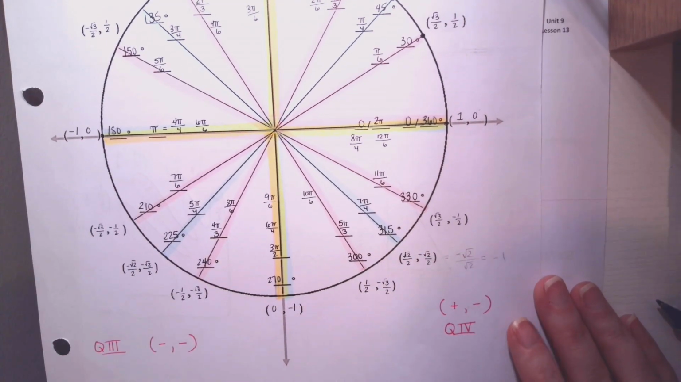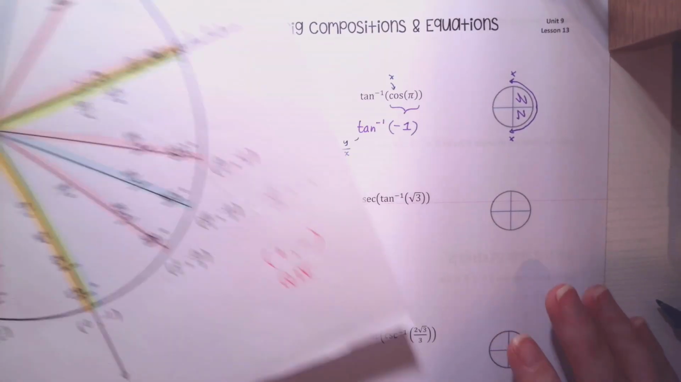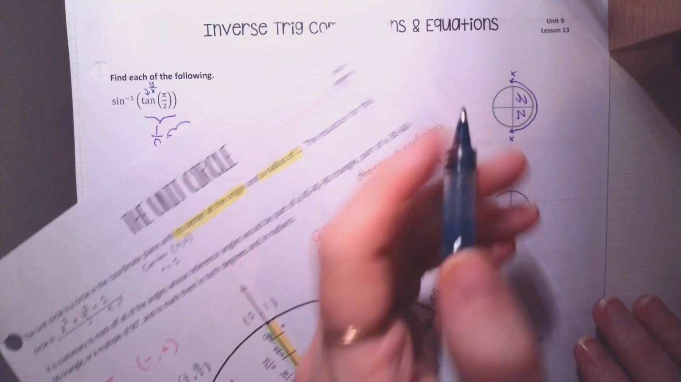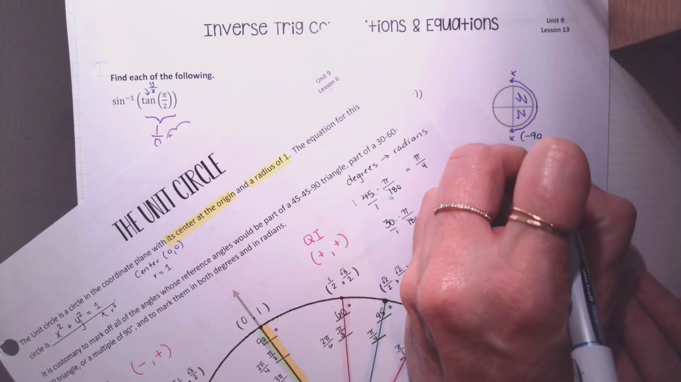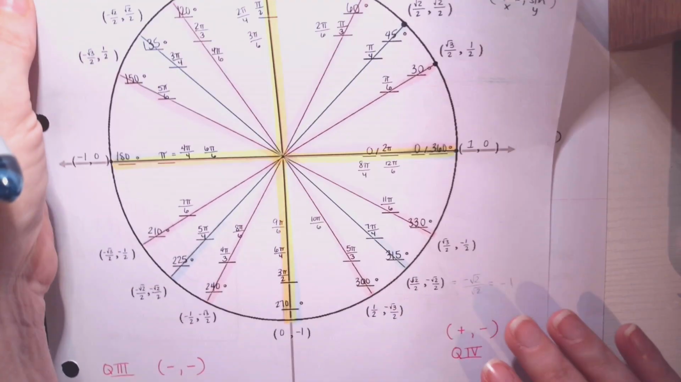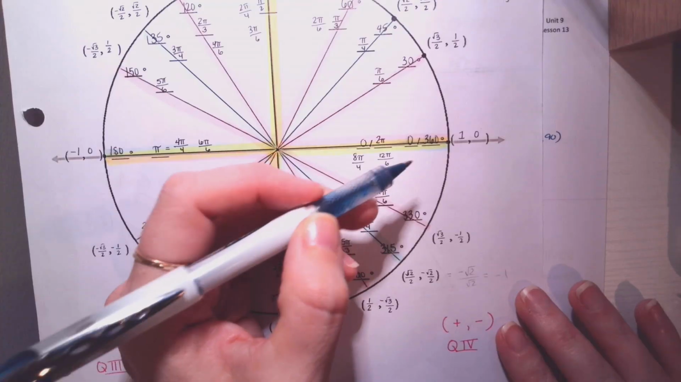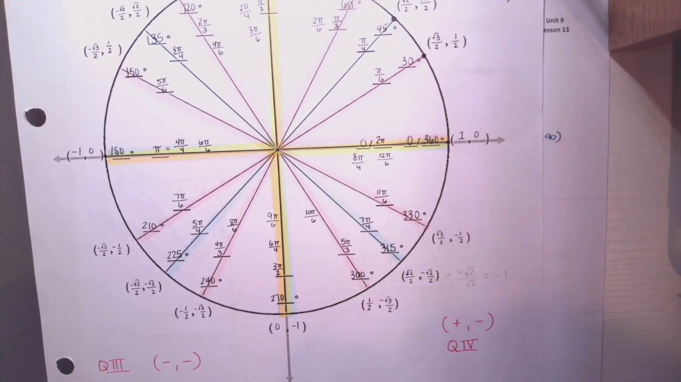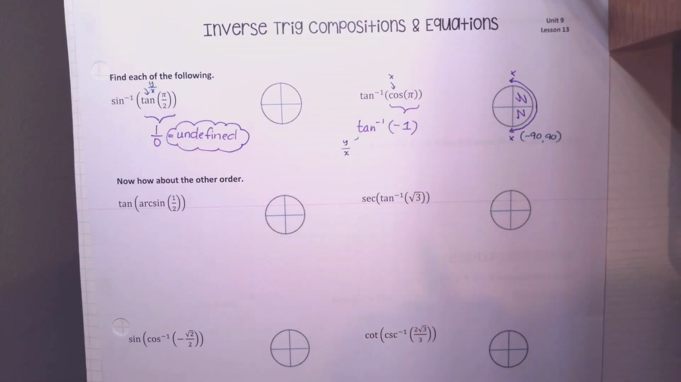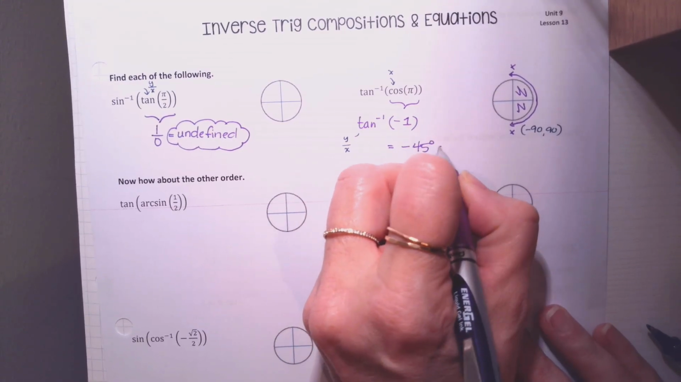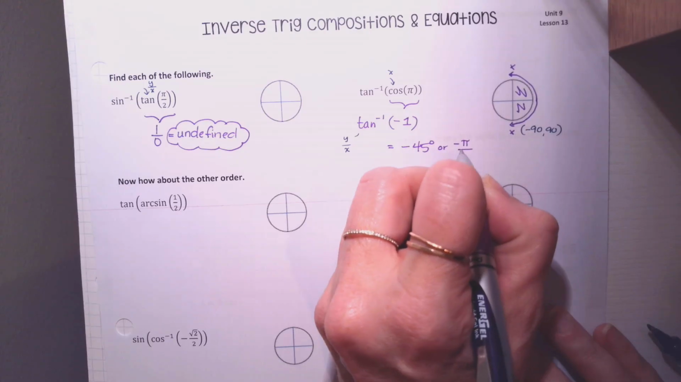So remember what we can't write down. We cannot write down 315 degrees. Because our domain is from -90 to 90, 315 is not in this domain. So we have to write down something that's equivalent to 315, but in the right domain. And that is going to be going backwards 45 degrees. Okay, so the final answer to this would be -45 degrees, or in radians it would be -pi over 4.